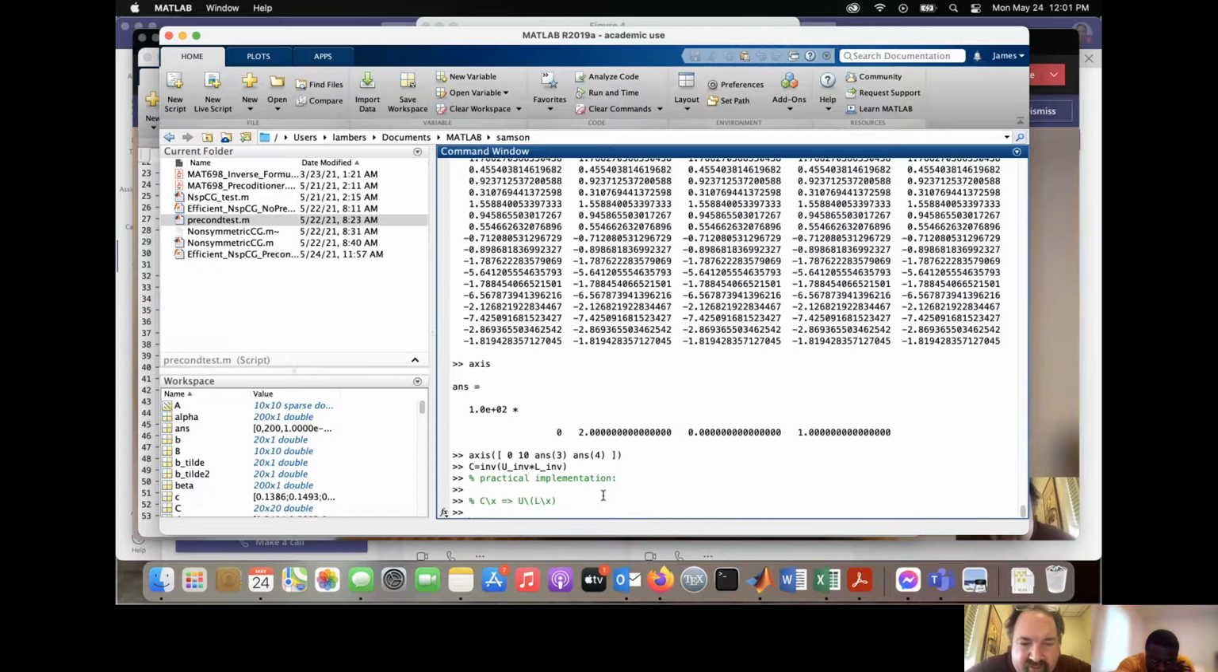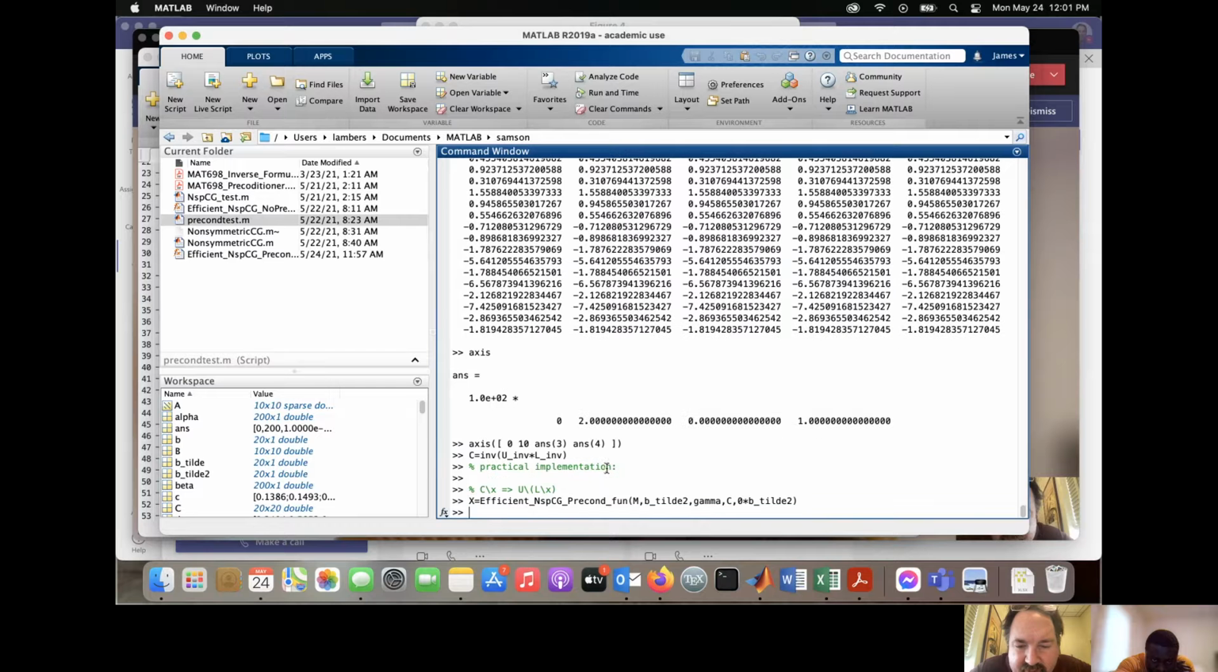Okay. So once I formed C, then what I ran was this with that C passed as a preconditioner. Okay. Oh, you know what? I passed the wrong right-hand side. Oh, that shouldn't matter because the right-hand side is random anyway. But I should have put the original right-hand side here. But it is the original matrix.